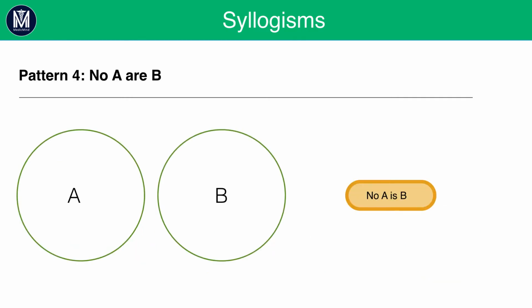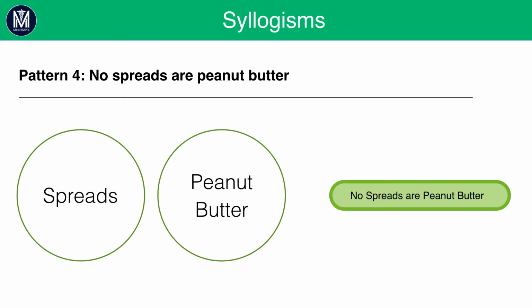Pattern 4, no A or B. Now this is the simplest pattern you'll get. If you know no A or B, then you know, because it says it in the statement. So no spreads of peanut butter. We know that no spreads of peanut butter. Now this is the simplest question you get. I highly doubt that you'll get a question as easy as this, but you never know.